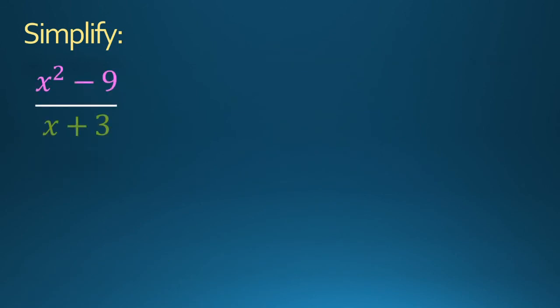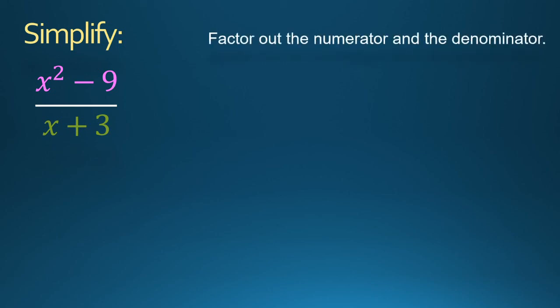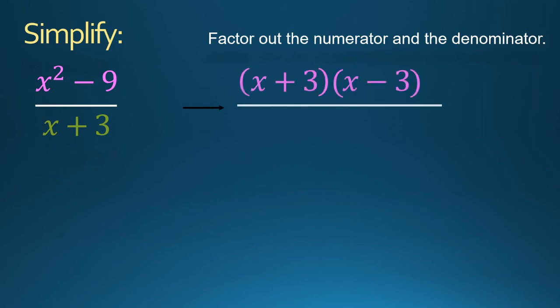Next, x squared minus 9 all over x plus 3. X squared minus 9 is a special case. So what special factoring is this? This is difference of two squares, because x squared is a perfect square and 9 is a perfect square, and it has the subtraction sign. So the factors of x squared minus 9 are the quantity x plus 3 and the quantity x minus 3.